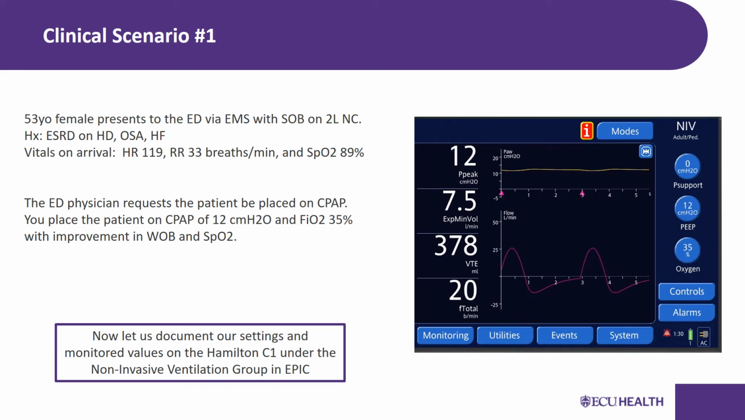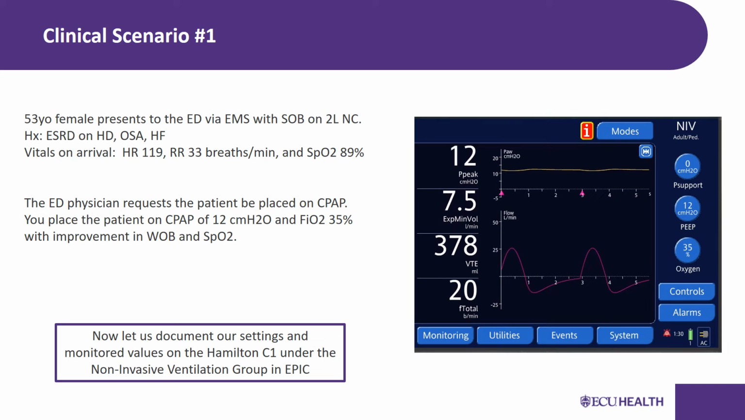So now we're going to dive into some clinical scenarios. Here we have a 53-year-old female. She presented to the ED via EMS with shortness of breath on 2 liters. She has a history of end-stage renal disease, is on hemodialysis, obstructive sleep apnea, and heart failure. Her vitals on arrival: heart rate of 119, respirations of 33, and a saturation of 89%. And the ED physician requests the patient to be placed on CPAP.